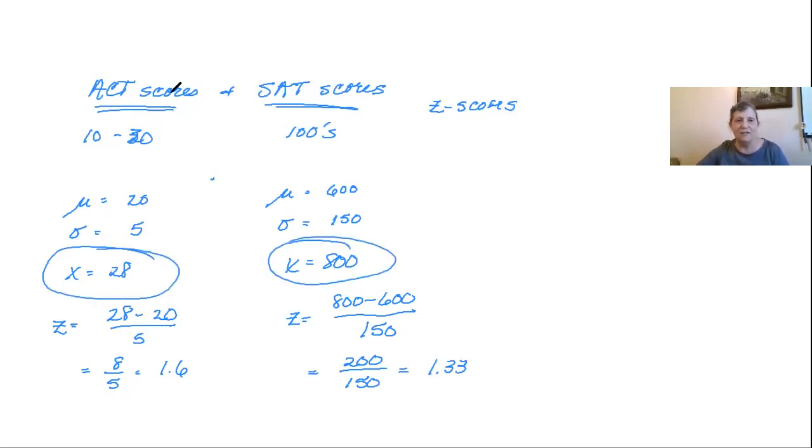So the 28 on the ACT would be a better score than an 800 on the SAT, if these numbers are right. Don't hold me to that. But you see how it works.